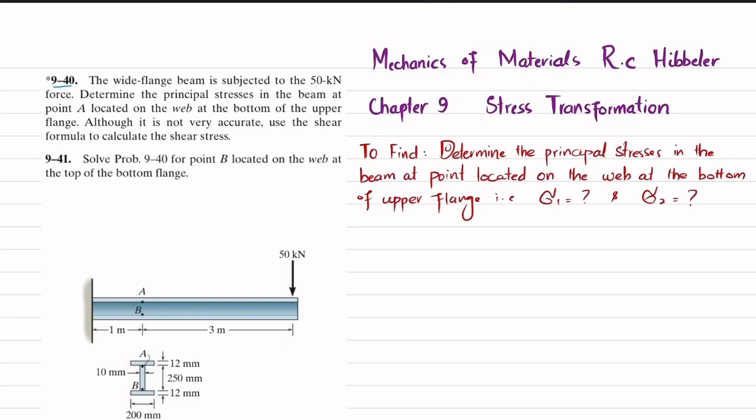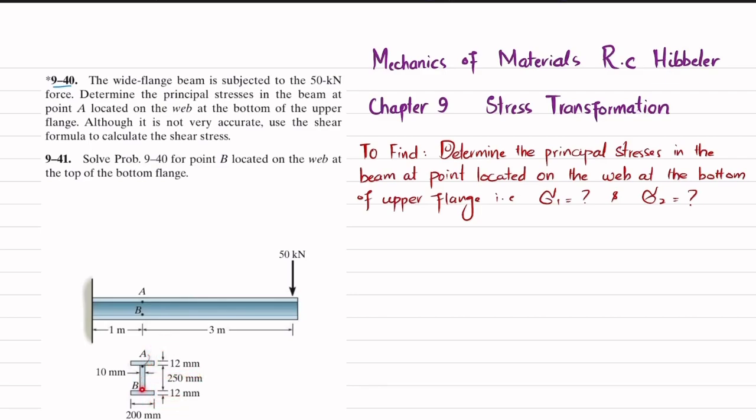So you can see this is the cantilever beam that is acted upon by 50 kilonewton load at this end, and the cross section of this beam is shown, that is an I beam. So you have to find the principal stresses at the point B located on the web at the top of the bottom flange. So you can see this is the bottom flange, this is the top flange, this is the web.